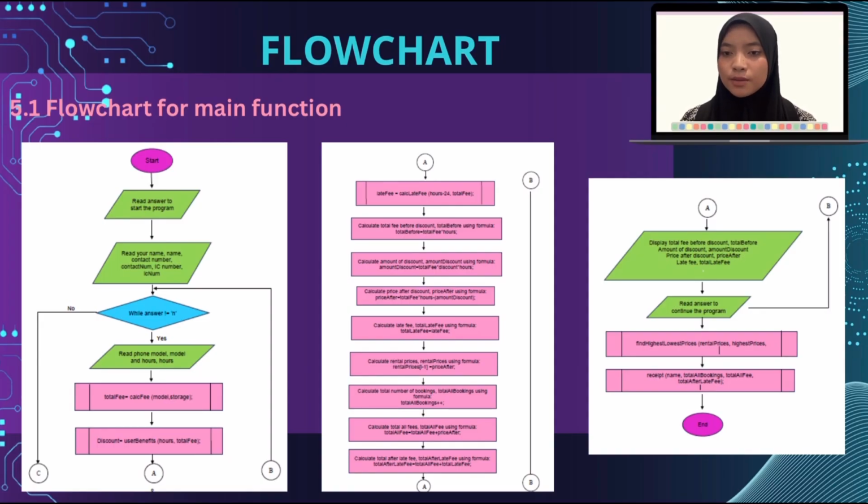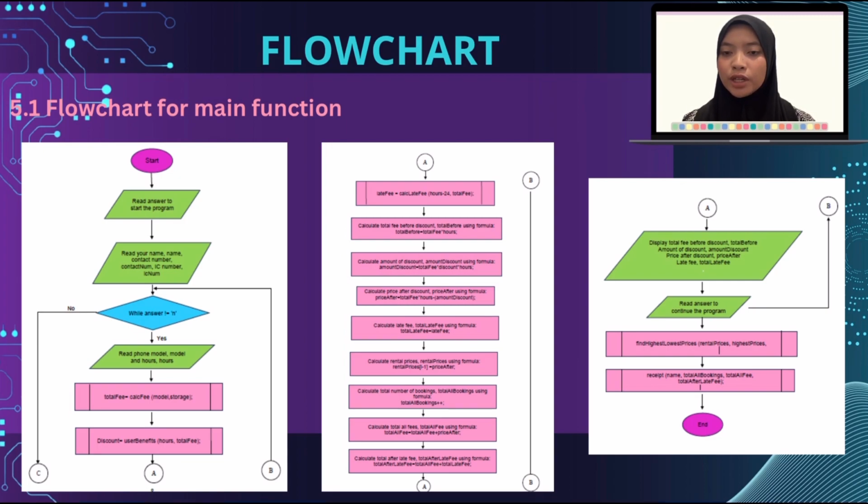The program will start with start symbol, then it will read the answer given by customer to start the program. Then the program will read your name as name, contact number as contact num, IC number as IC num. Where the answer given by customer is not equal to n, then the program will read the phone model as model and hours as hours. Then the program will continue with first function call, which is total fee equal to calculate fee in brackets model storage. Then the second function call, which is discount equal to user benefits in brackets hours total fee. Then the third function call, which is late fee equal to calculate late fee in brackets hours minus 24 and total fee.